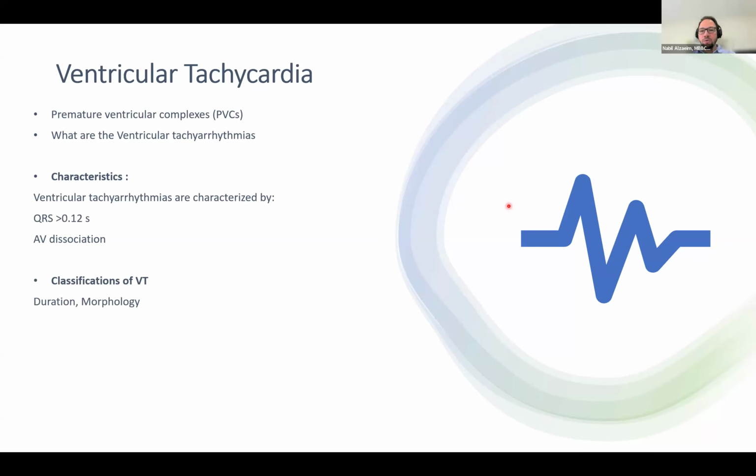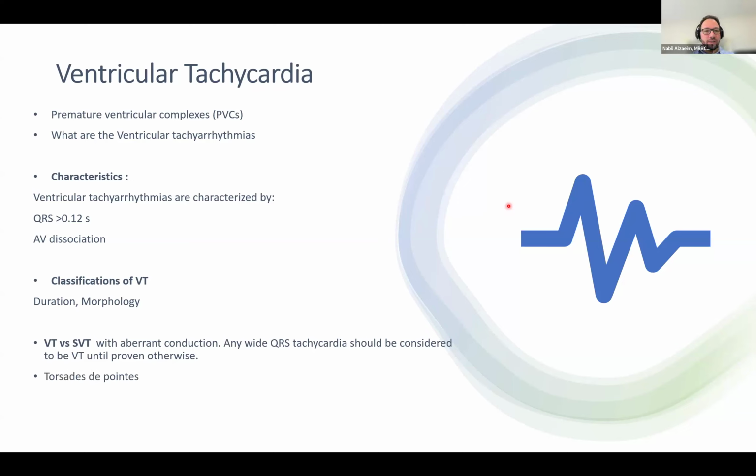VTAC is also categorized by the morphology of the QRS complex. We have monomorphic VTAC, where the QRS complexes in the same leads do not vary in contour. In polymorphic VTAC, the QRS complexes in the same leads do vary in contour.